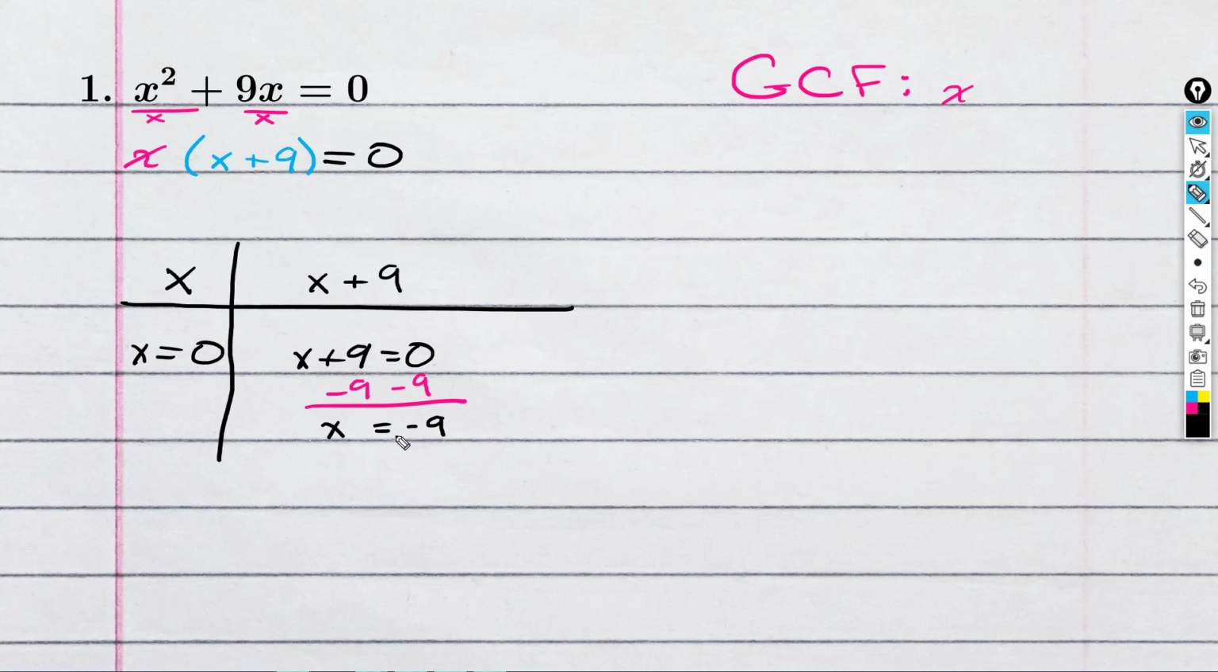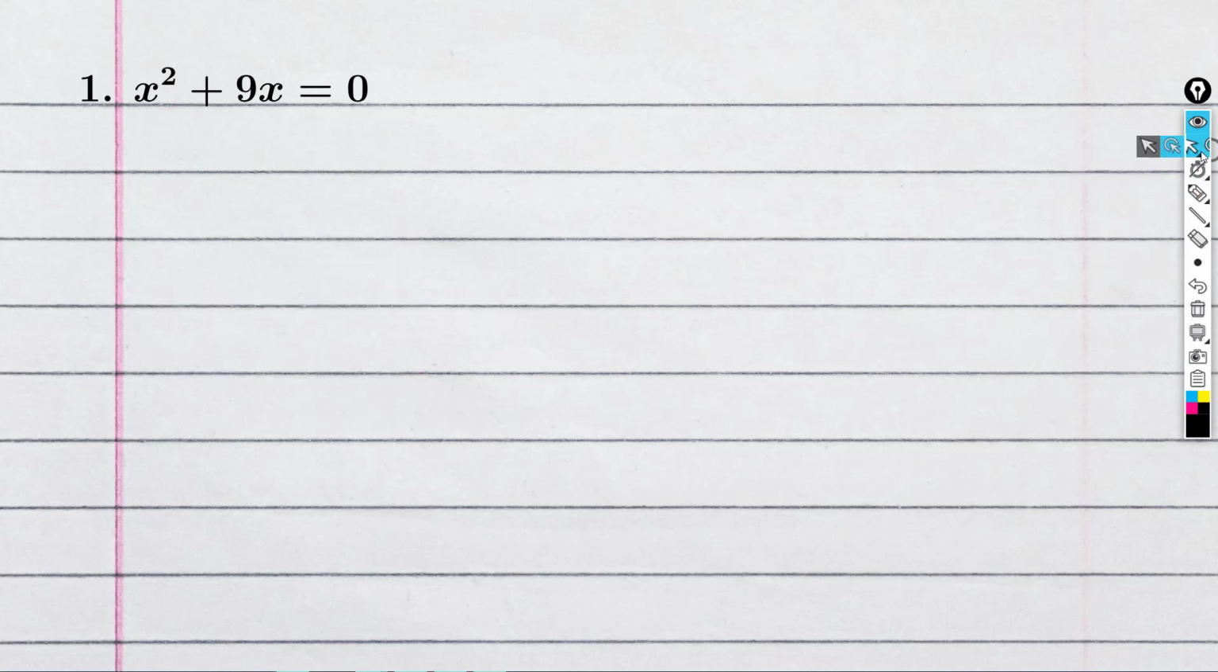Now that I have both of those solved, I'm ready to write my solution. And my solution is x equals the set. And we need to write these in order from least to greatest. So the smallest number is negative 9. So negative 9, comma, 0. And so that's how you would do it when factoring. So you always start with that GCF and then go from there. So let's go to the next one.